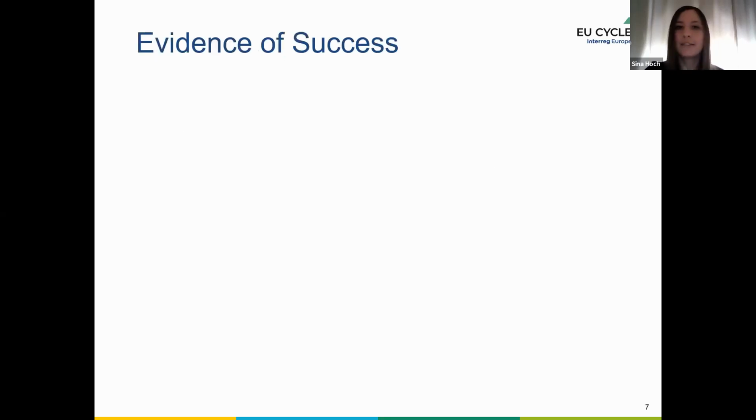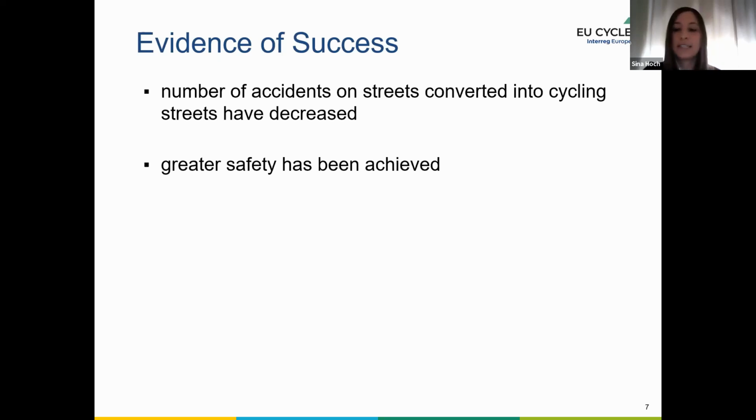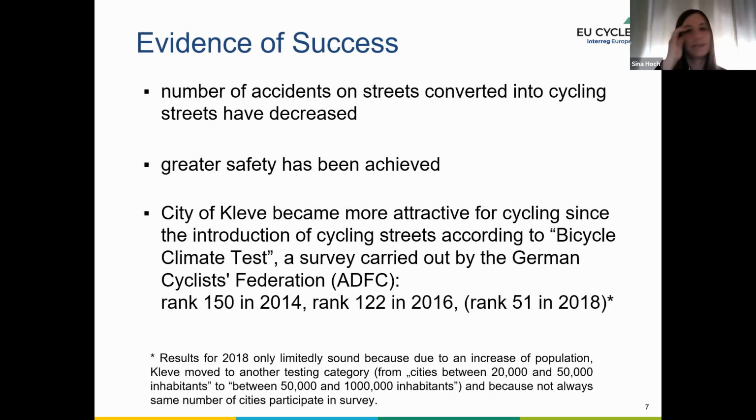So what is the evidence of success? Why is it a good practice? The number of accidents on the streets that have been converted into cycling streets has decreased, and greater safety for cyclists has been achieved because, as I said before, the cars cannot overtake the cyclists. They have to ride at a moderate speed, so this creates safety. And the city of Kleve became more attractive for cycling since the introduction of these streets, according to the bicycle climate test. This is a survey carried out by the German Cyclist Federation.